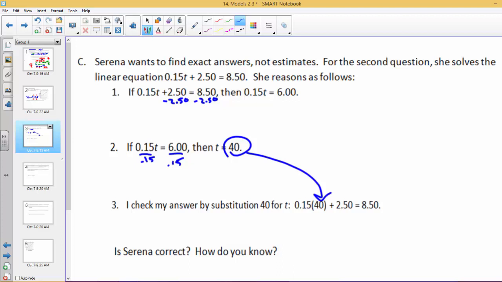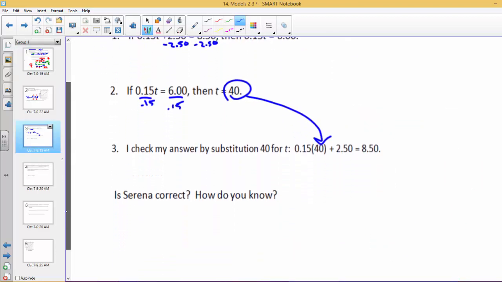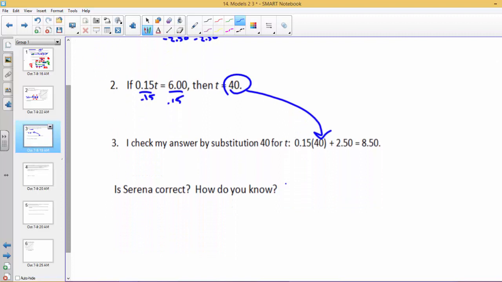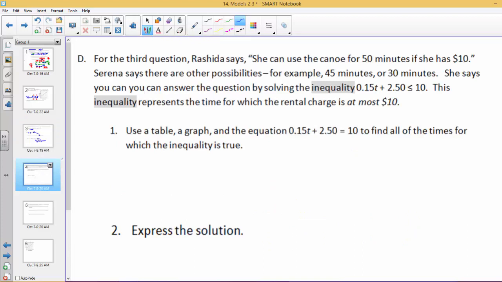Is she correct? Well, yes, she is, because when we got a charge of $8.50, we got 40 minutes, and we are awesome. We're going to get this job. Very exciting. Yes. You can put it works. And we did this. Next page.